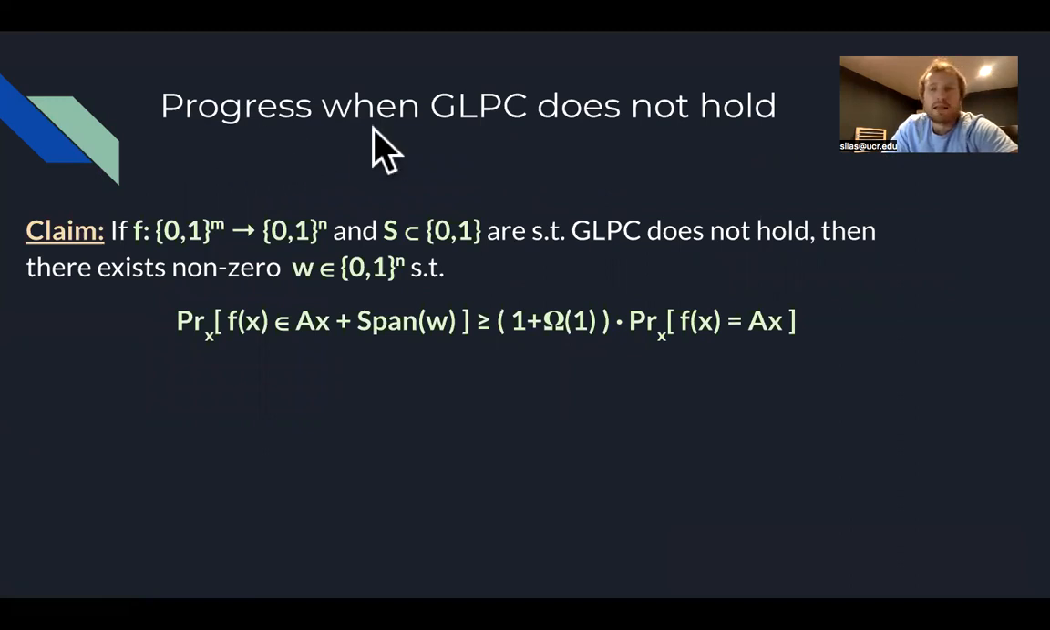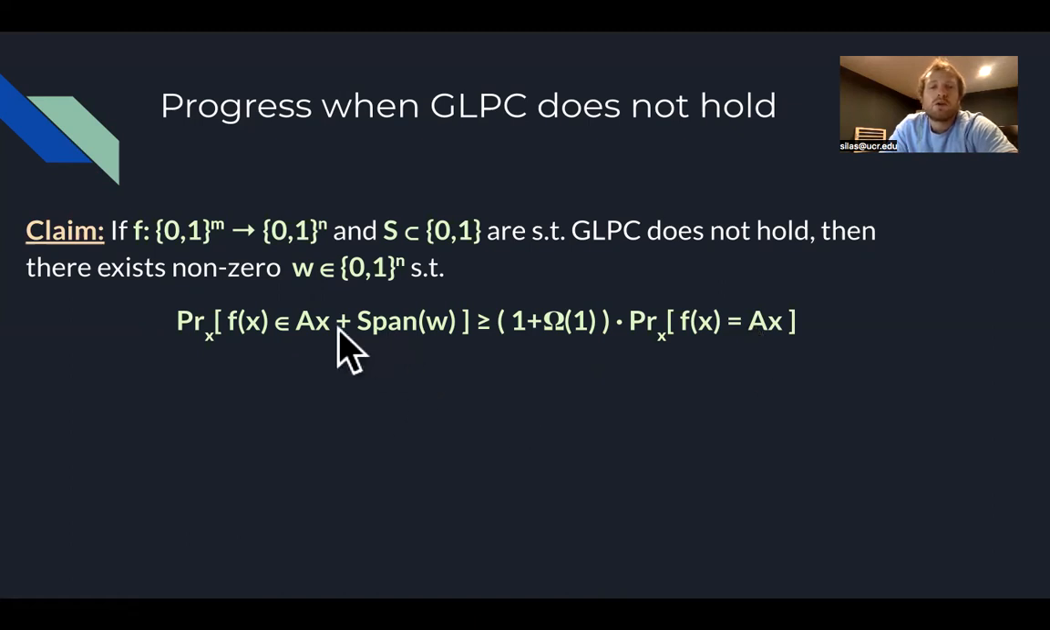And so this is the last, the key missing claim to our algorithm. This is a claim that lets you make progress even when the Goldreich-Levin progress condition does not hold. It says that if you have some function where the Goldreich-Levin progress condition does not hold, then there exists some non-zero w such that the probability that f of x is in A of x plus the span of w is that nice constant multiplicative factor times the probability that f of x equals A of x.